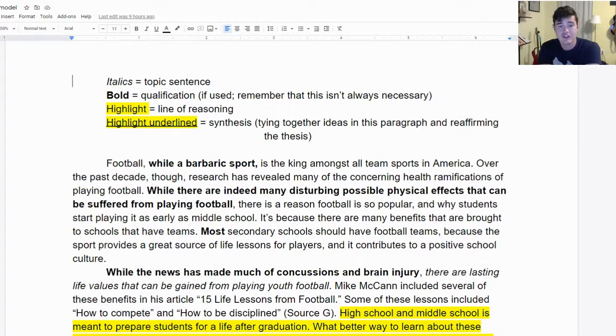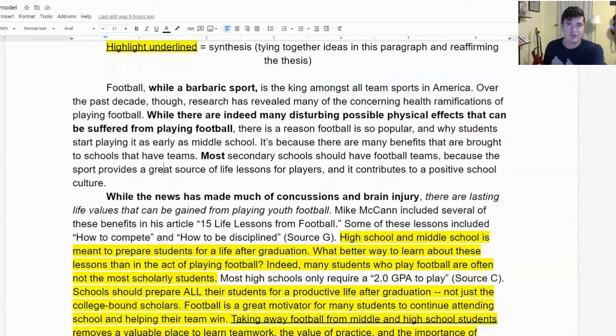Most secondary schools should have football teams because the sport provides a great source of life lessons for players, and it contributes to a positive school culture. I qualify my thesis, though. I say most secondary schools, and hopefully I'm going to explain why most, not all, but most secondary schools should have them. And I give two claims to support that thesis because they provide a great source of life lessons for players, and they contribute to a positive school culture. However, I've already acknowledged a lot of the problems associated with the sport. And I've said in spite of that, most secondary schools should have them.